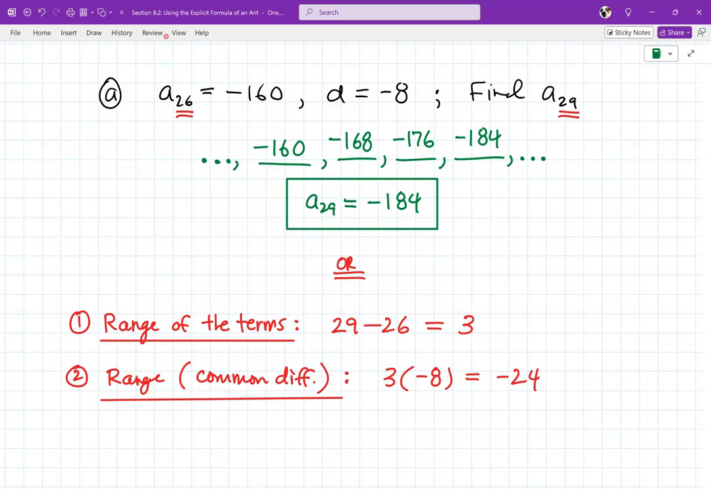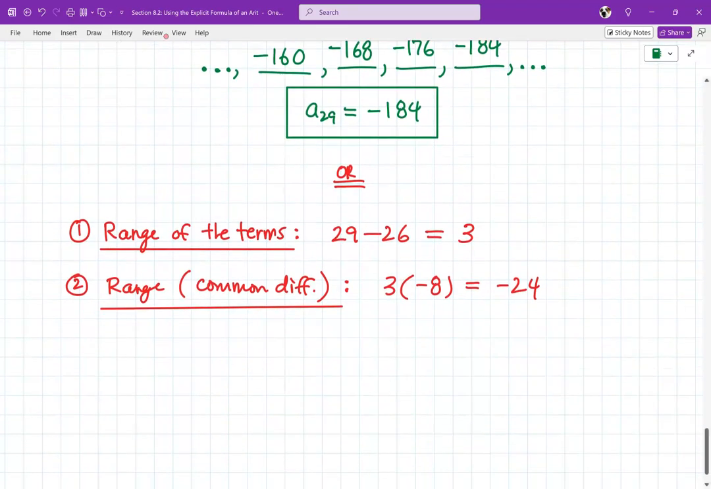The stuff in red. So, range in terms, everybody understand that? Not the numbers, not the negative 160, the term numbers, the little subscripts, okay? Range in terms was 3. Get that range, multiply it by the common difference. They usually give that to you, so you don't have to worry about it. Okay, we know the common difference, so 3 times negative 8 is negative 24. One more step, and then you'll find your answer. Step 3.